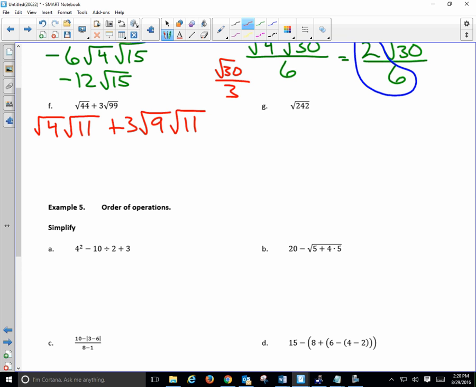Square root of 4 gives me 2 roots of 11 plus square root of 9 is 3, times 3 is 9. 2 roots of 11 plus 9 roots of 11. It's kind of fun to write.